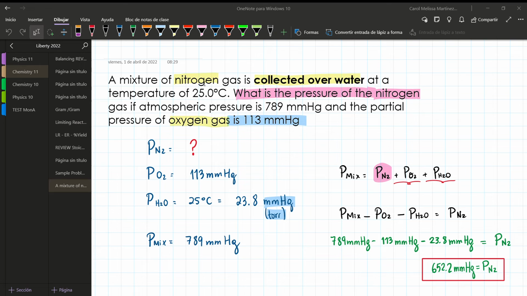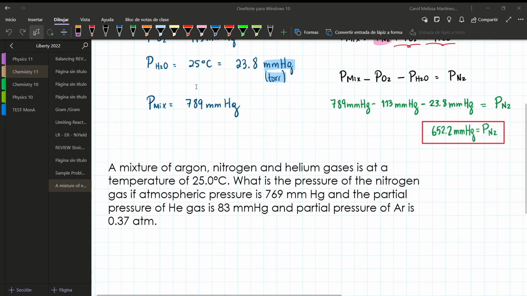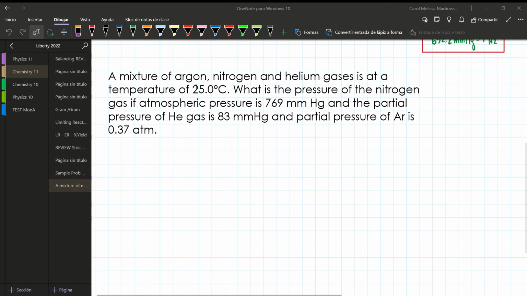Okay, that will be it for a sample collected over water vapor. Now, another kind of example that we're going to have for partial pressures is when we just have a mixture of gases. Even if in this exercise they're giving me a temperature, the problem doesn't say that it's collected over water, so water vapor is not going to be part of the problem.